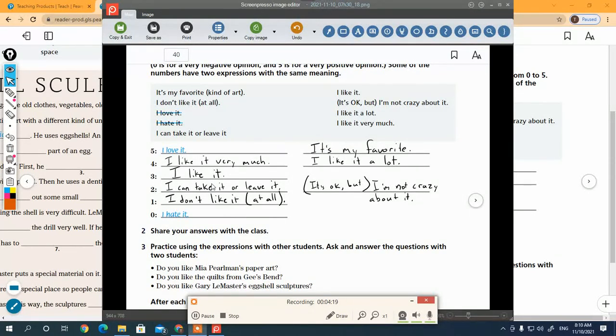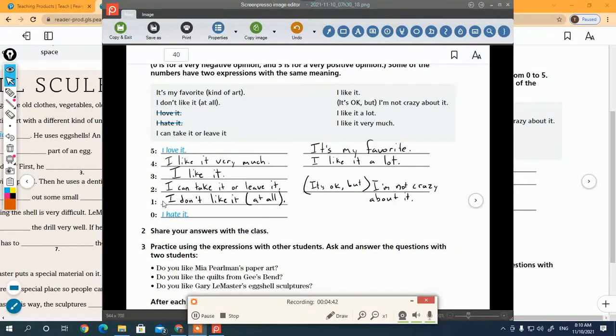It's okay, but I'm not crazy about it. That's a 2. I can take it or leave it. You don't show much preference. It's okay, but I'm not crazy about it. It's starting to sound like you don't like it that much. You're not too interested in it.